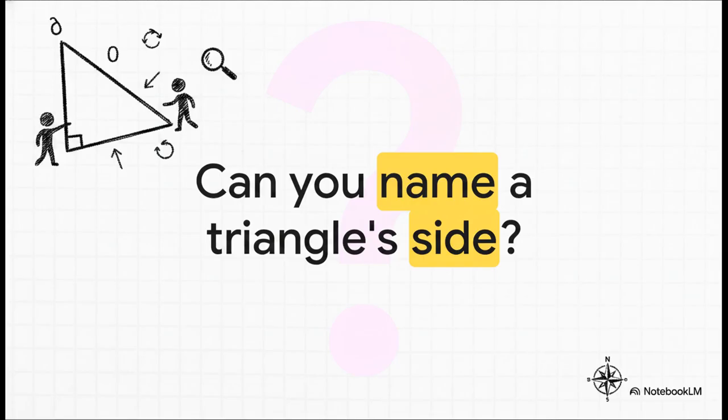So let's kick things off with what seems like a simple question, but it's actually kind of tricky. If I just point to a side of a right triangle, can you confidently tell me its name? Like, is it the opposite side? Is it the adjacent side? Well, it's a trick question. The real answer is it completely depends on where you are standing. In trigonometry, we like to call this the power of perspective, and honestly, it is the absolute key to unlocking literally everything we're going to talk about today.